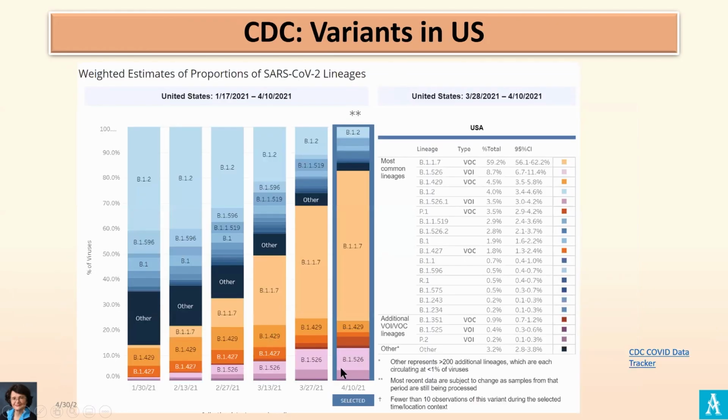But to give you an idea, in the US, you can see in a matter of 3 months, it basically took over the US. You can barely see it here. And then by April the 10th, it's basically dominant in the US. That's how quickly these variants can take over.